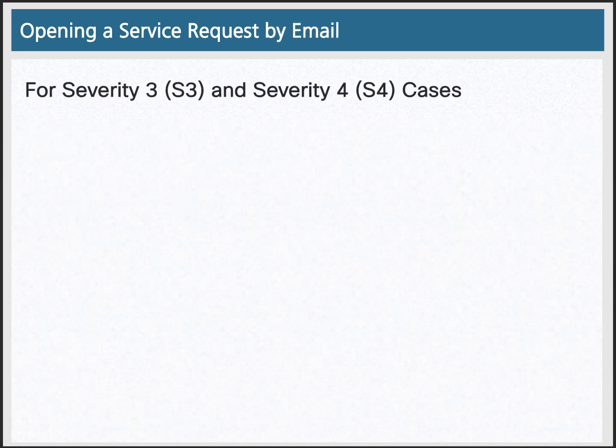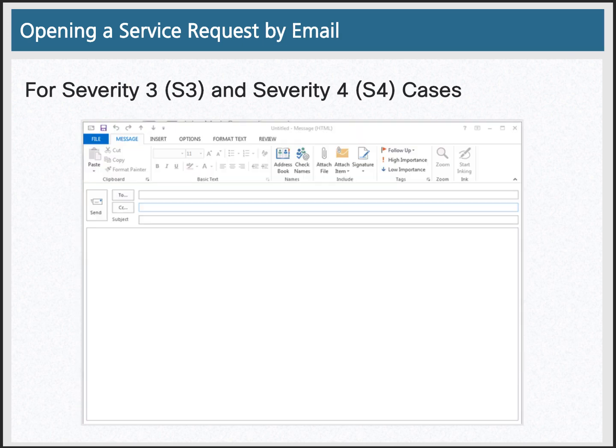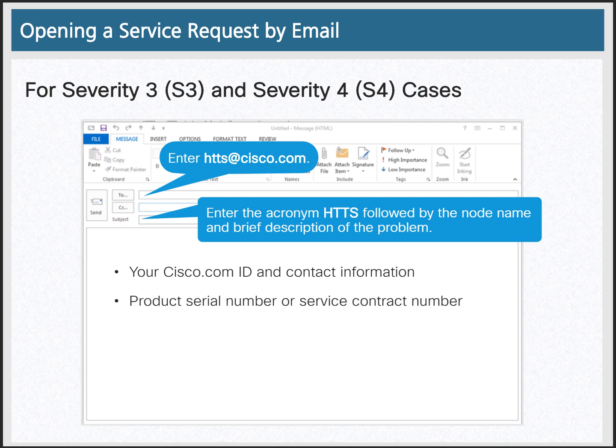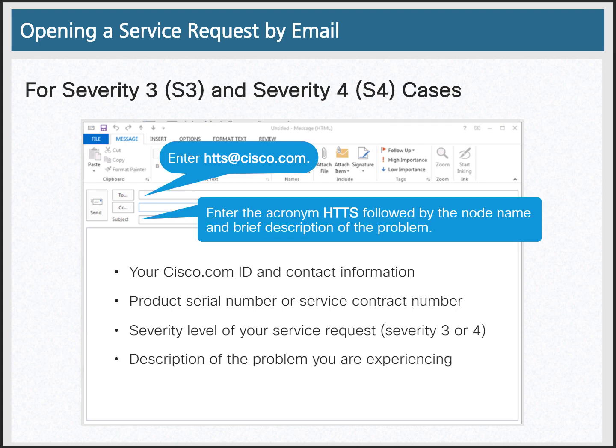If your issue is a Severity 3 or Severity 4, you can also open your service request by email, although this is not the preferred method. To open a case by email, enter the email address you see on the screen in the To field. And then, in the subject line, enter the acronym HTTS, followed by the node name and a brief description of the problem. In the body of the email, make sure you include your CCO ID and contact information, the product serial number or your service contract number, the severity level, either 3 or 4, a description of the problem you are experiencing, and the site information.